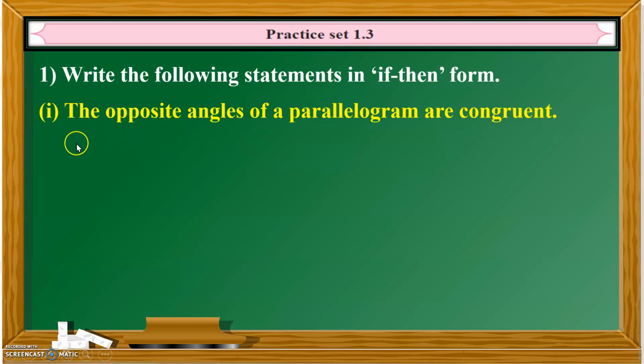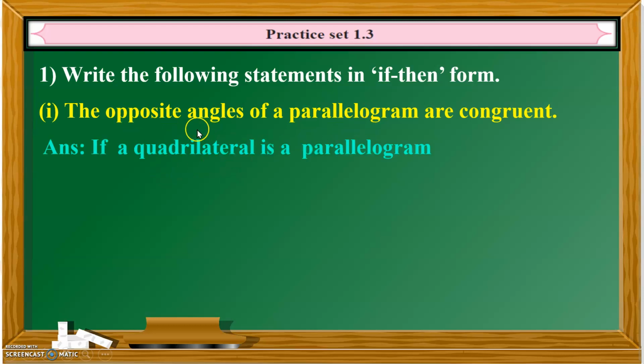So let's understand the opposite angles of a parallelogram. Now what is a parallelogram? It is a quadrilateral. So the conditional statement here is: if a quadrilateral is a parallelogram, then its opposite angles are congruent. Clear? The word quadrilateral is missing. It is hidden. You are supposed to understand that a parallelogram is a quadrilateral. That is how the word quadrilateral has to be introduced here. I hope I am clear with this.